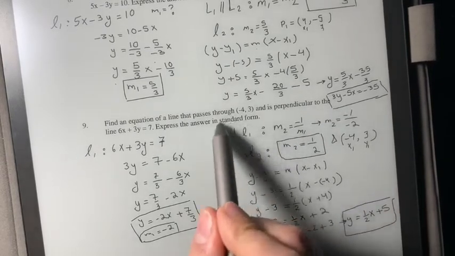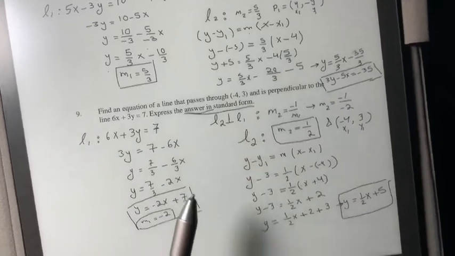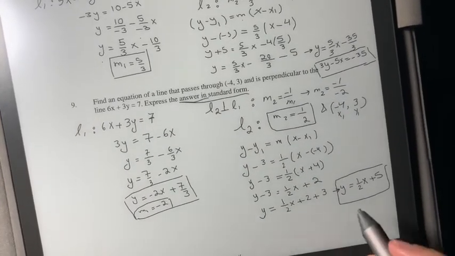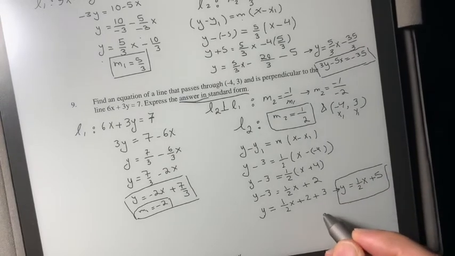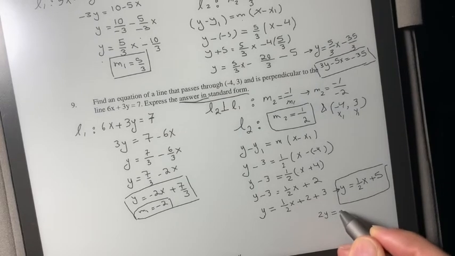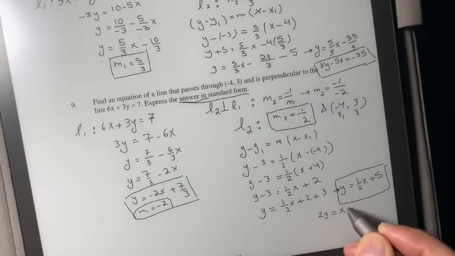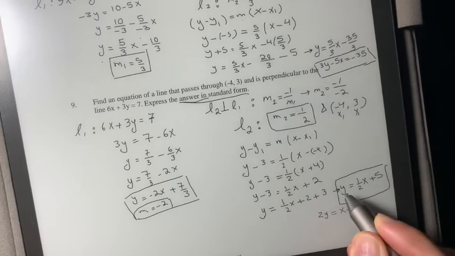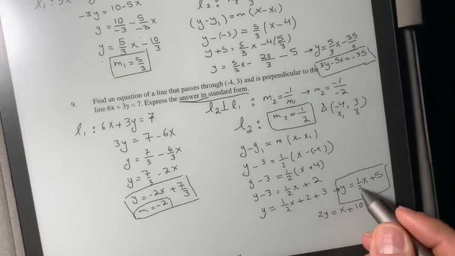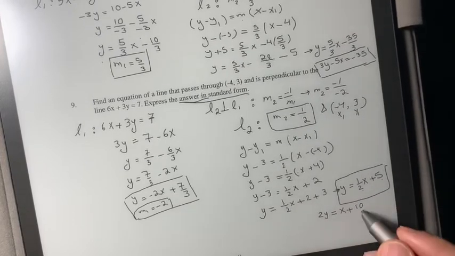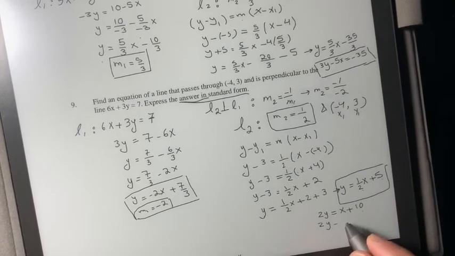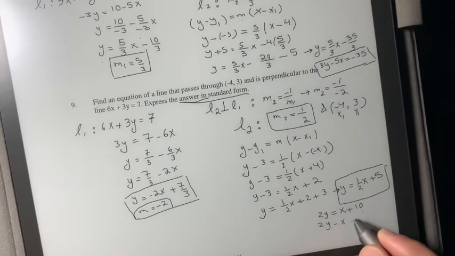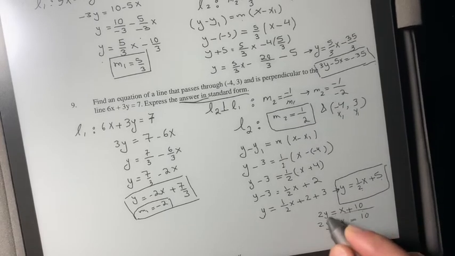Again, they said make it like a standard form. So what we should do, we should make it like a standard form. How? Multiply everything by 2. So we have 2y equals x plus 10. Multiply 2 to this one, to this one, to this one. Get rid of this 2. 2 multiplied by 5 is 10. 2 multiplied by y is 2y. And then we should bring x to the other side, meaning subtracting x from both sides.